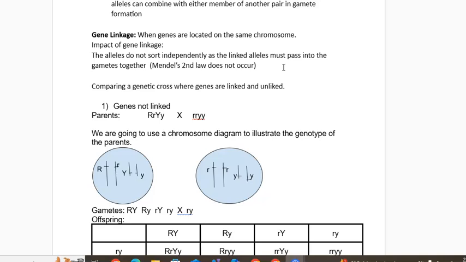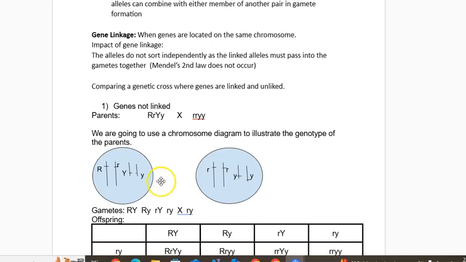So let's look at two crosses here. One where we consider the genes are not linked, and then we'll do this exact same cross where the genes are linked. So here we have, this is the same as I was looking at in the other video. It's the pea plants, and we have the round yellow dominant over the wrinkled green. So in this case, the first parent is heterozygous dominant, the other parent is homozygous recessive.